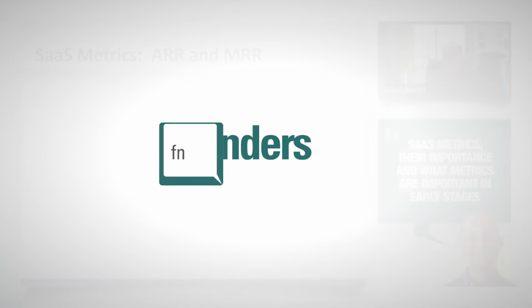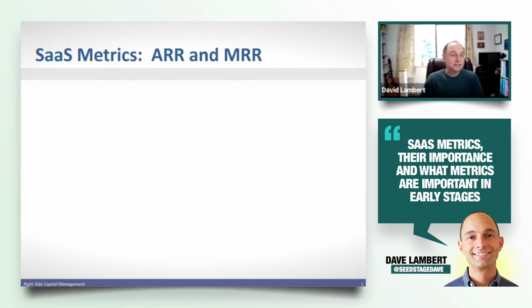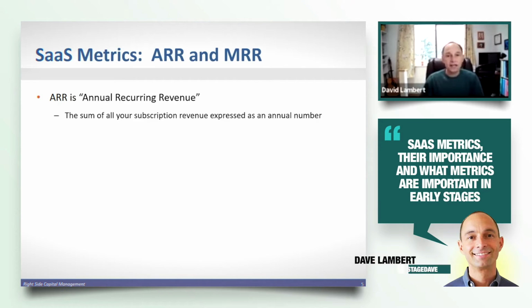Let's jump right into SaaS metrics. I'm going to start with the really basic concepts of ARR and MRR, because we actually see founders get this wrong at the early stages. So ARR is annual recurring revenue. And it's actually pretty simple if you keep it very straightforward.